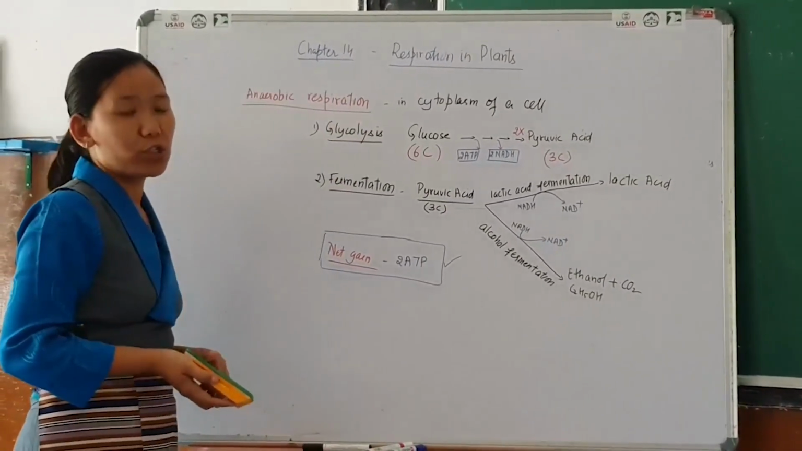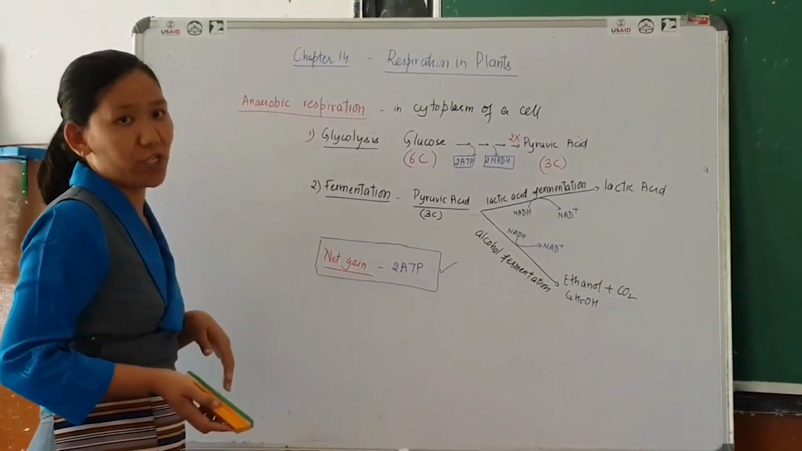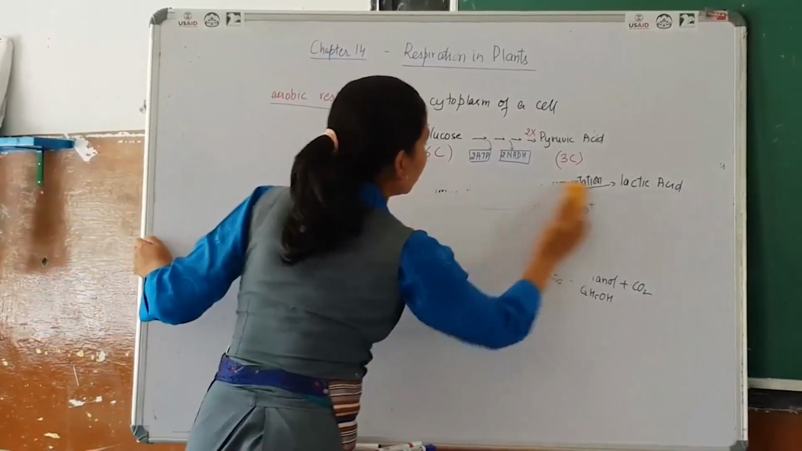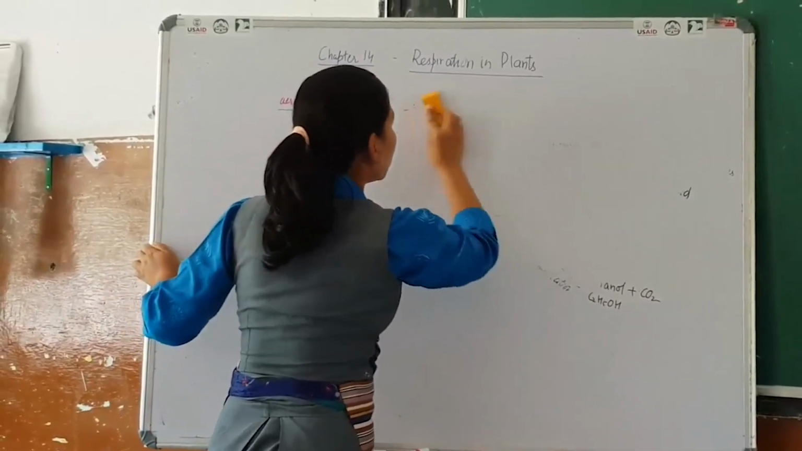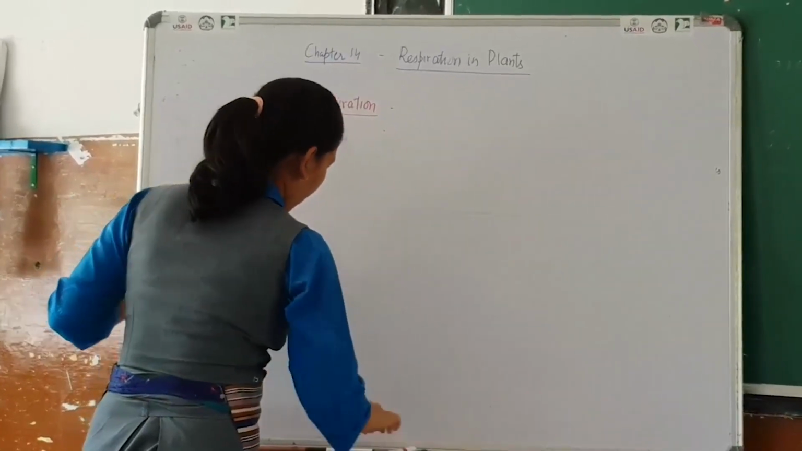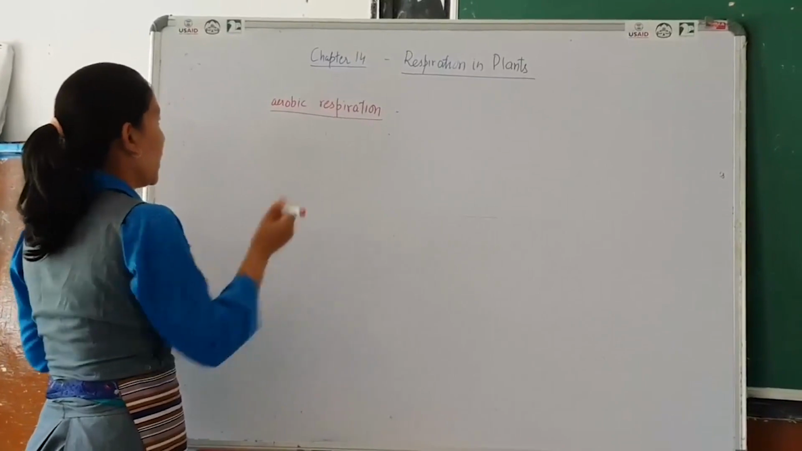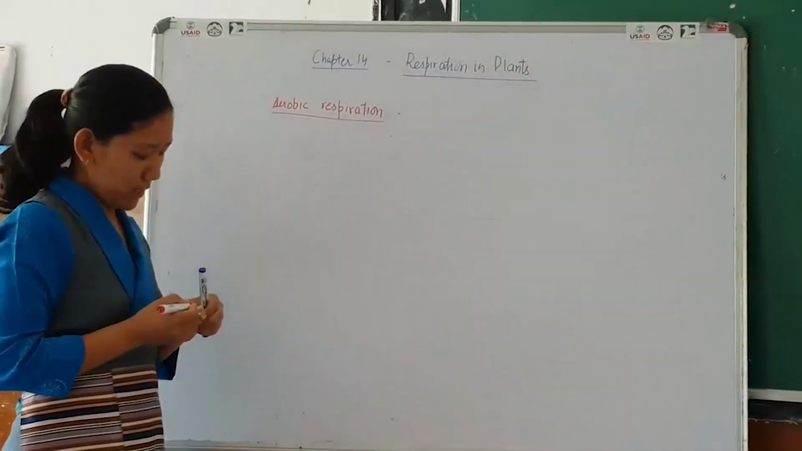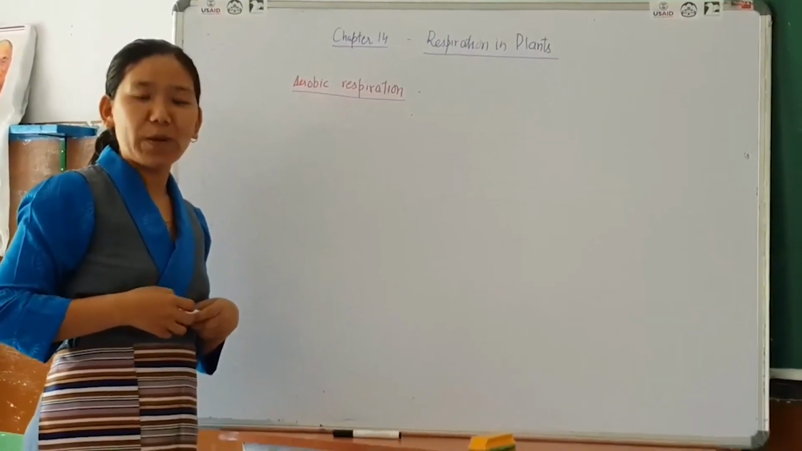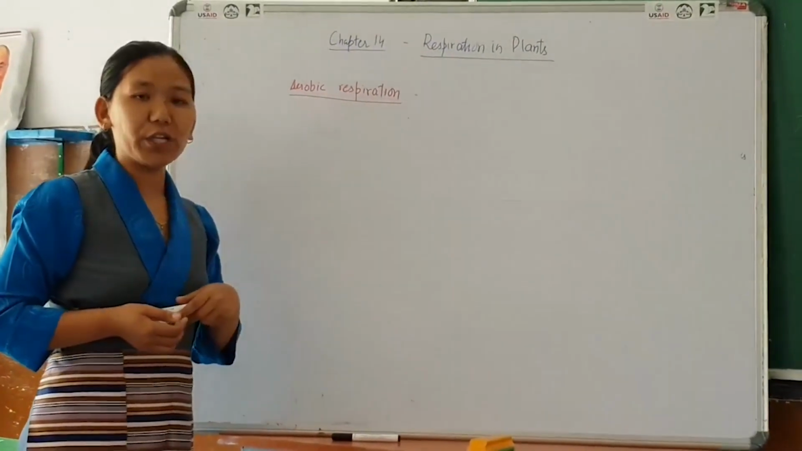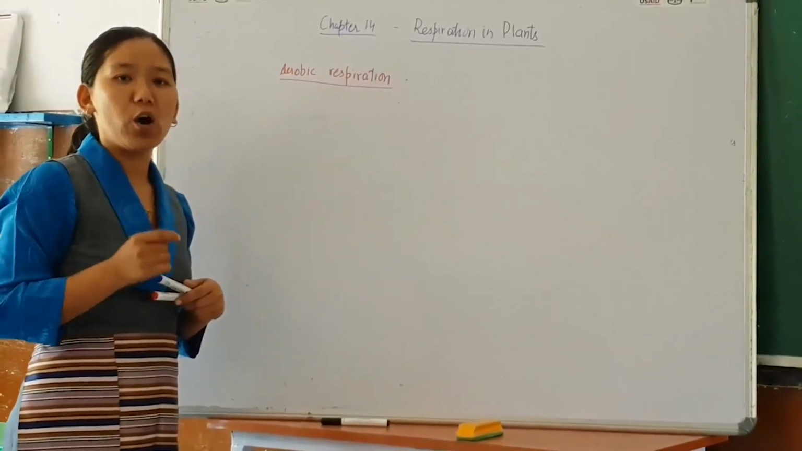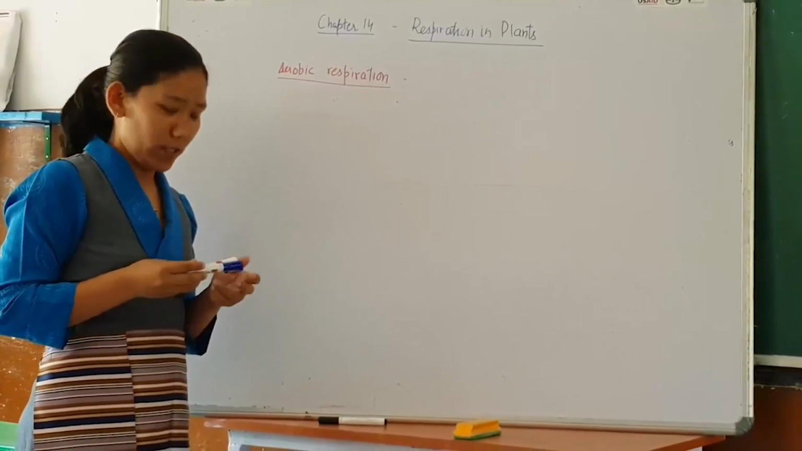Now next, we shall talk about aerobic respiration. Aerobic respiration, as discussed, also involves glycolysis, and of course the glycolysis takes place in the cytoplasm, and for aerobic respiration to take place, we need an important organelle which we call the powerhouse of a cell. What is that? It is the mitochondria.